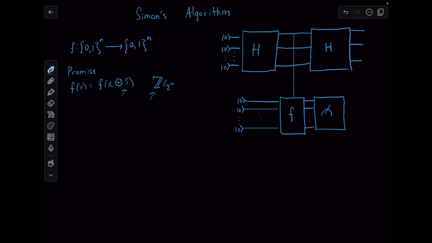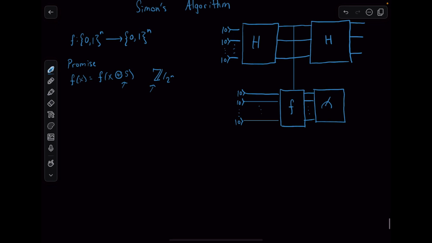And the reason I mention this is because Simon's problem is just one example of a deeper and more general problem where quantum computers have been shown to be able to do better. And that's something called the hidden subgroup problem. And we're going to be talking about it and addressing it more directly in following videos. But I just wanted to mention that and get it out of the way.